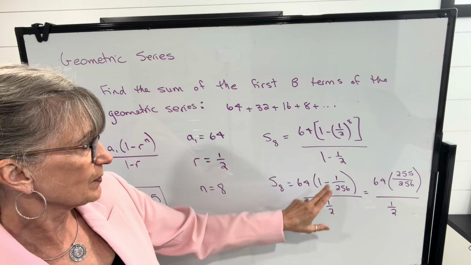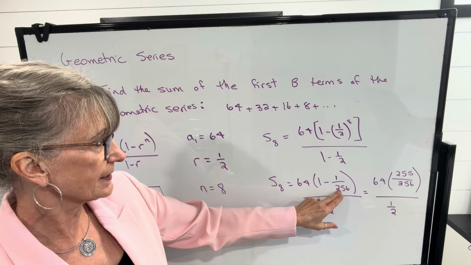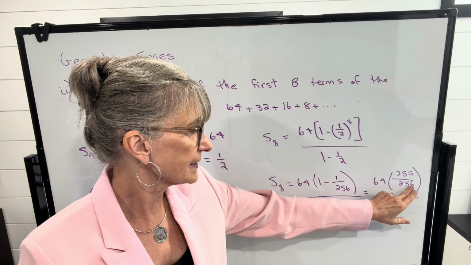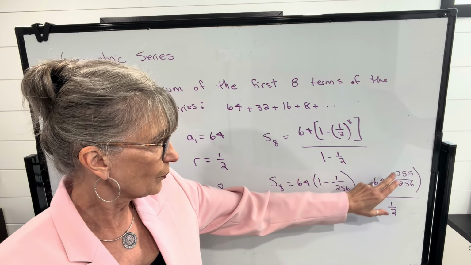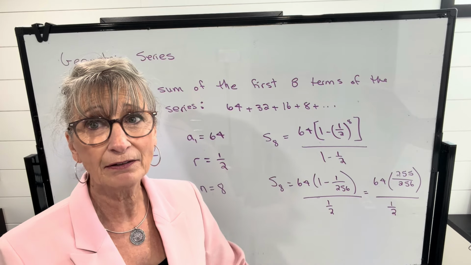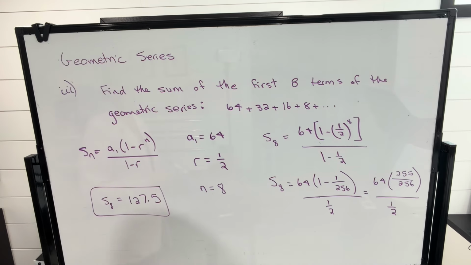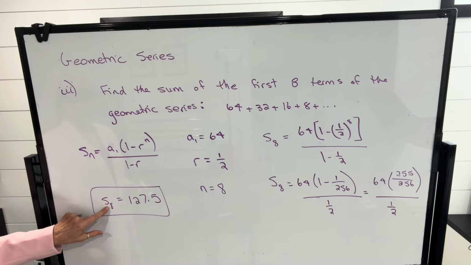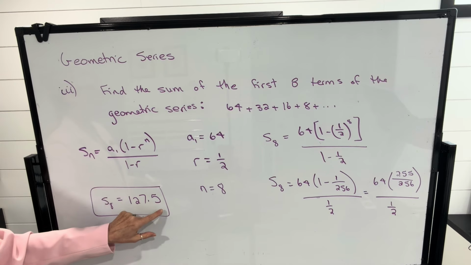So 64 times 1 minus 1 over 256. When I subtract, I'll get 255 over 256. When I multiply by 64, that simplifies to 255 over 4, and we divide by 1/2. So we end up with 255 over 2, and then I change it to a decimal. The sum of the first 8 terms was 127.5.